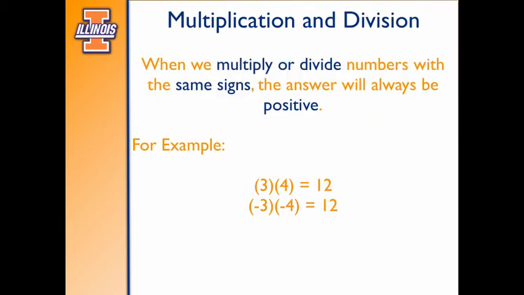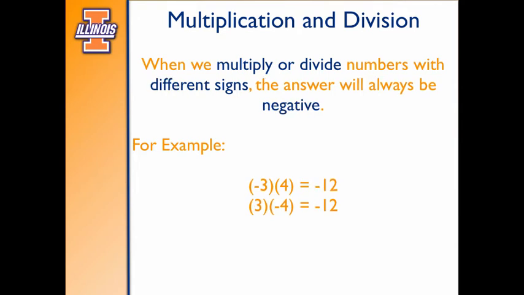Multiplication and division go together because the same sign conventions work for both. When we multiply or divide numbers with the same sign, the answer will always be positive. For example, 3 times 4 is equal to 12. Negative 3 times negative 4 is also equal to 12.